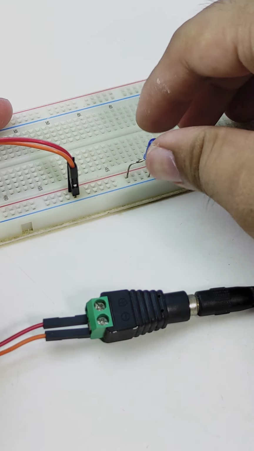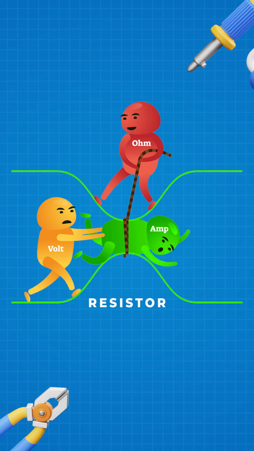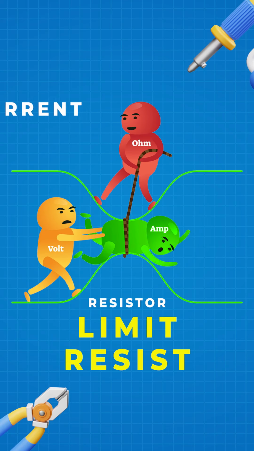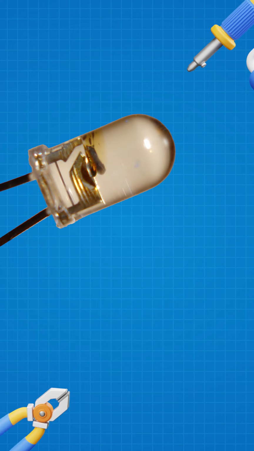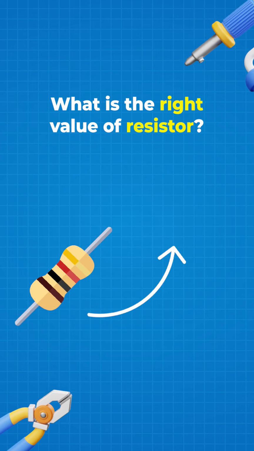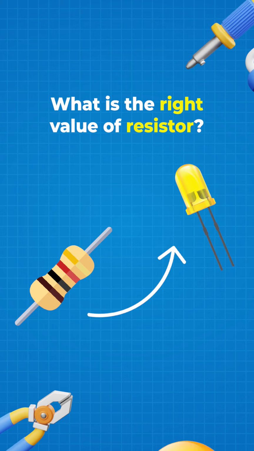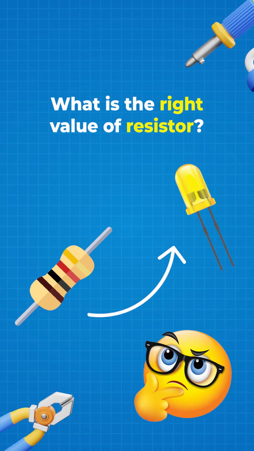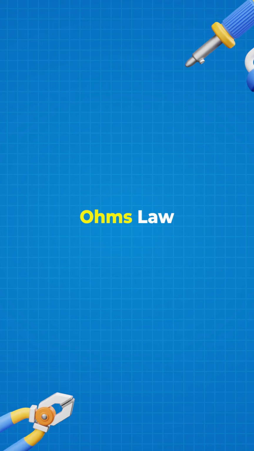To fix this problem, we are going to use a resistor. It will resist some of the current. In that way, we don't overload the LED. Now, how are we going to know the right value of resistor to put in that LED? In this case, the right value of resistor can be calculated using Ohm's law.